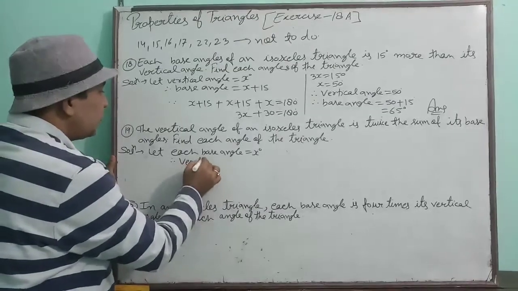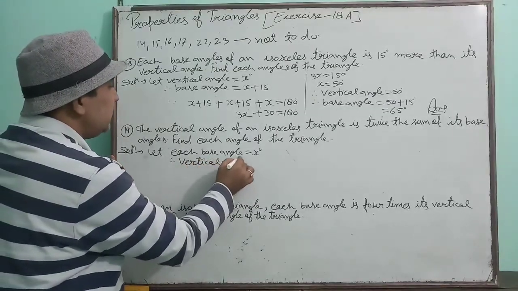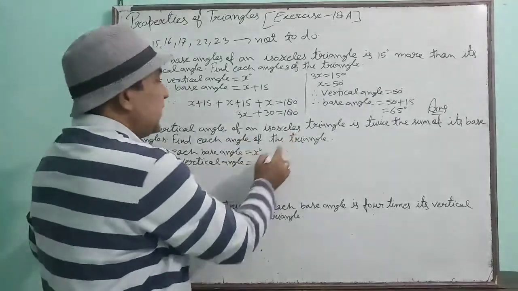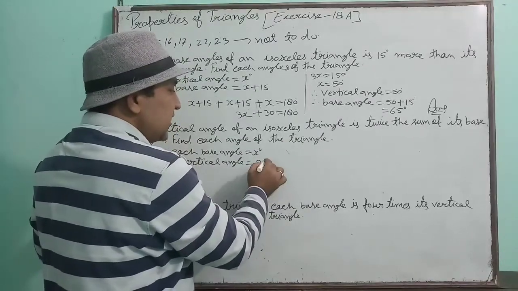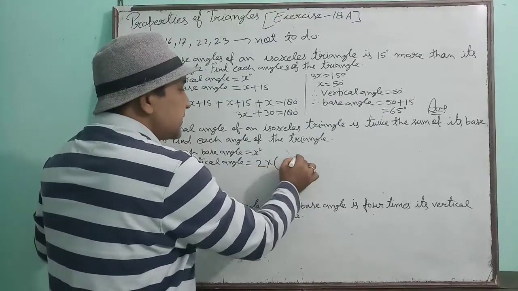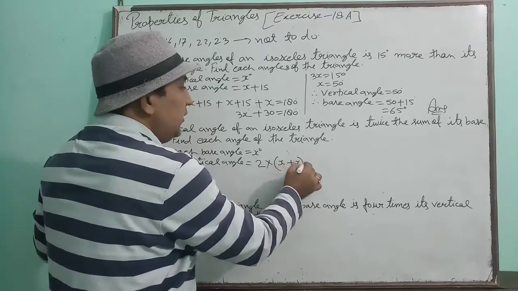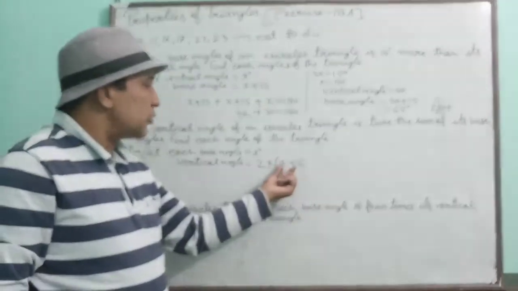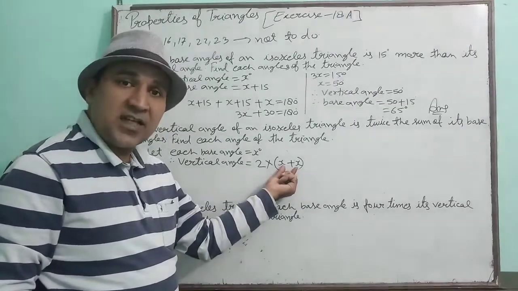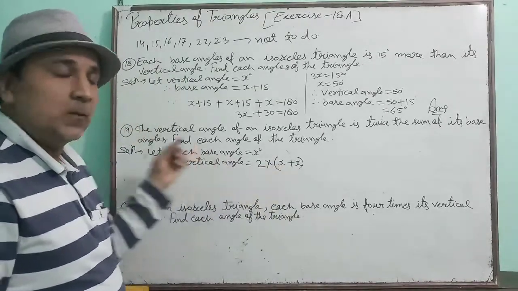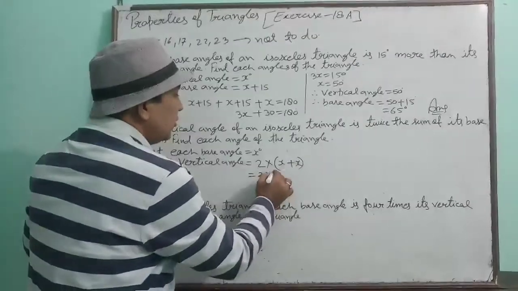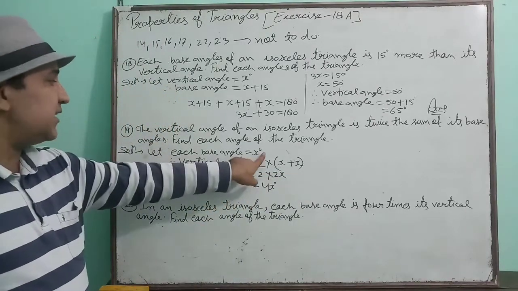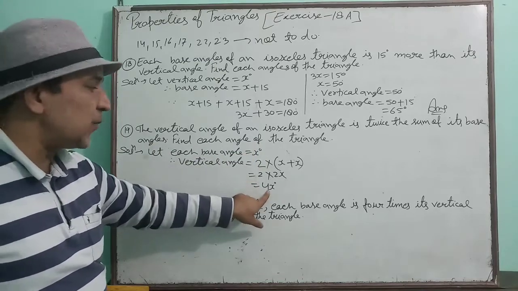Therefore, what will be the vertical angle, children? According to the question, vertical angle is twice the sum of the base angles. First base angle is x, second base angle is also x. The sum of the base angles will be x plus x. Be careful here. So this is 2 into 2x, means 4x degree. Base angle is x degree and vertical angle is 4x degree.